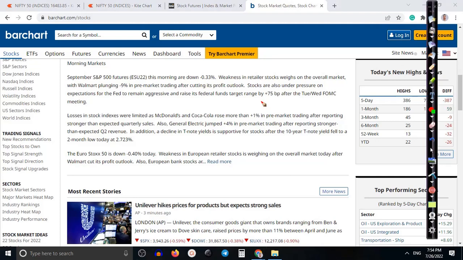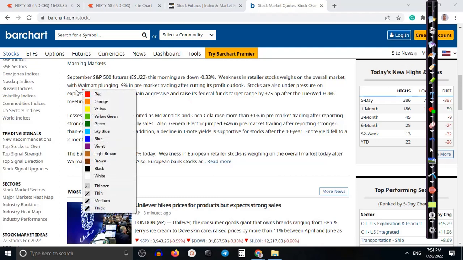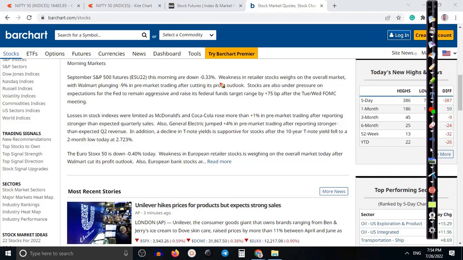So here the most important news, Walmart. Here you can see Walmart dropped by negative 9%. Okay, so that is why the US market dropped. And another most important news, stocks are under pressure on expectation that the Fed will remain aggressive and raise the federal funds target by 75 BP, basis points. All right, BP means basis point. So if the Fed increases interest rates, the market will drop.